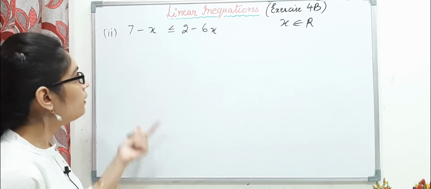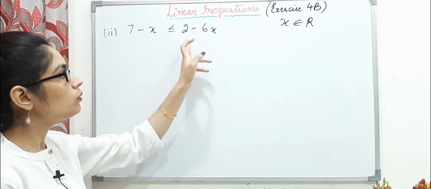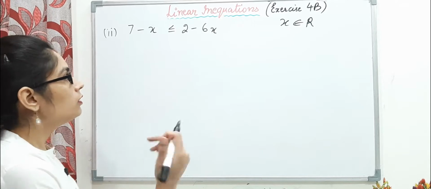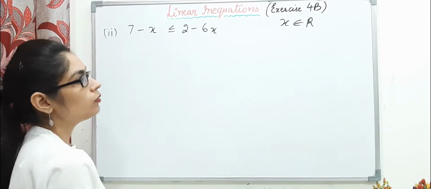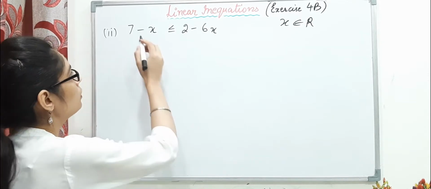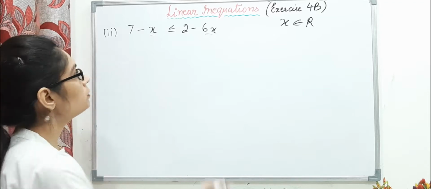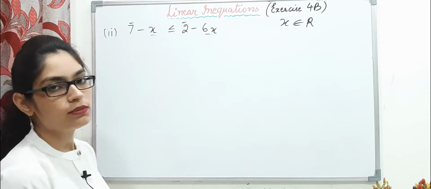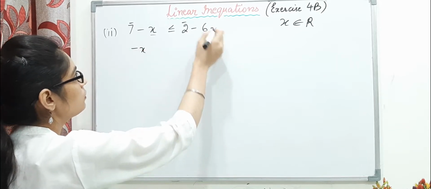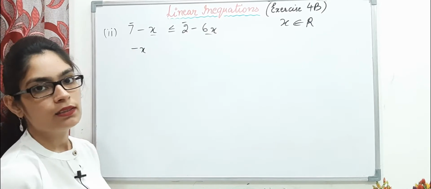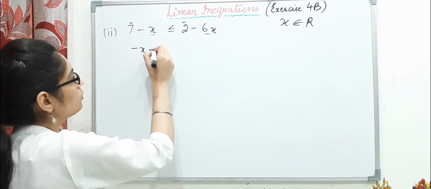In the second part, it is given 7 minus x is less than or equal to 2 minus 6x. So same way we will solve the value of x first, then we can do the graphical representation. So 7 minus x, x and 6x, these two are like terms, and 7 and 2, these two are like terms. So I will shift 6x to this side, minus x minus 6x, when I shift it to this side it will be changed to plus 6x.